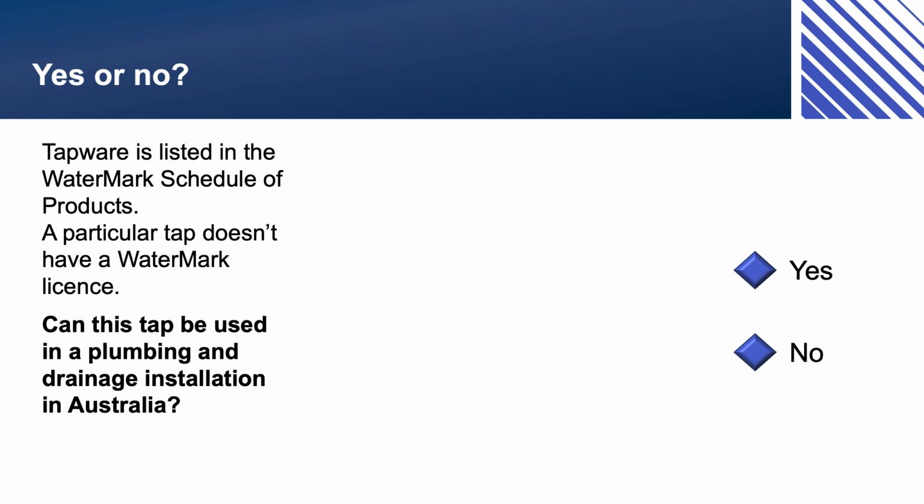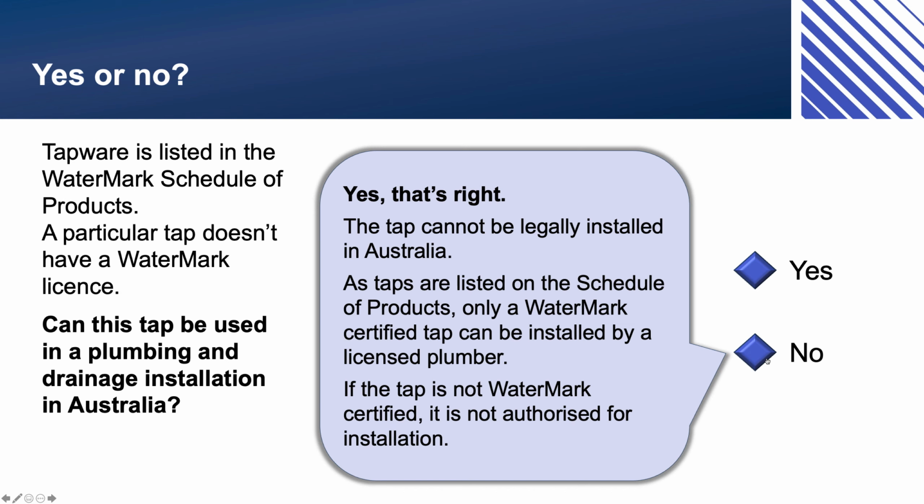Yes or no? Tapware is listed in the WaterMark schedule of products. A particular tap doesn't have a WaterMark license. Can this tap be used in a plumbing and drainage installation in Australia? No. That's right. The tap cannot be legally installed in Australia. As taps are listed on the schedule of products, only a WaterMark certified tap can be installed by a licensed plumber. If the tap is not WaterMark certified, it is not authorised for installation.